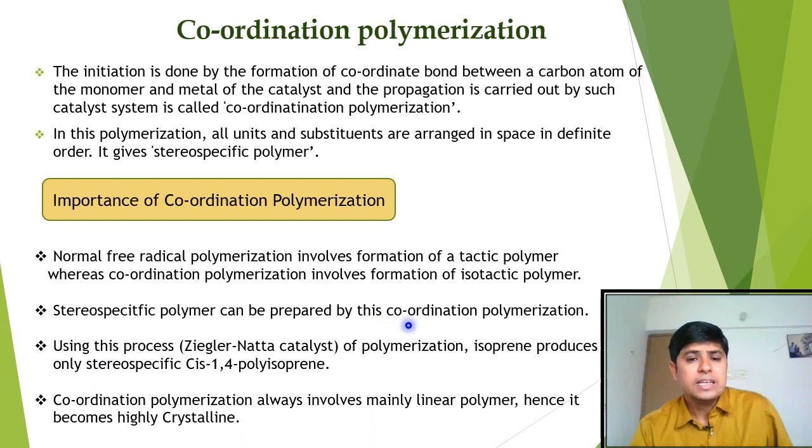Using the Ziegler-Natta catalyst of polymerization, isoprene produces only stereospecific cis-1,4 polyisoprene. This is one of the well-known examples of a Ziegler-Natta catalyst for preparation of stereospecific cis-1,4 polyisoprene. Coordination polymerization always involves preparation of mainly linear polymer. Hence, it becomes highly crystalline.